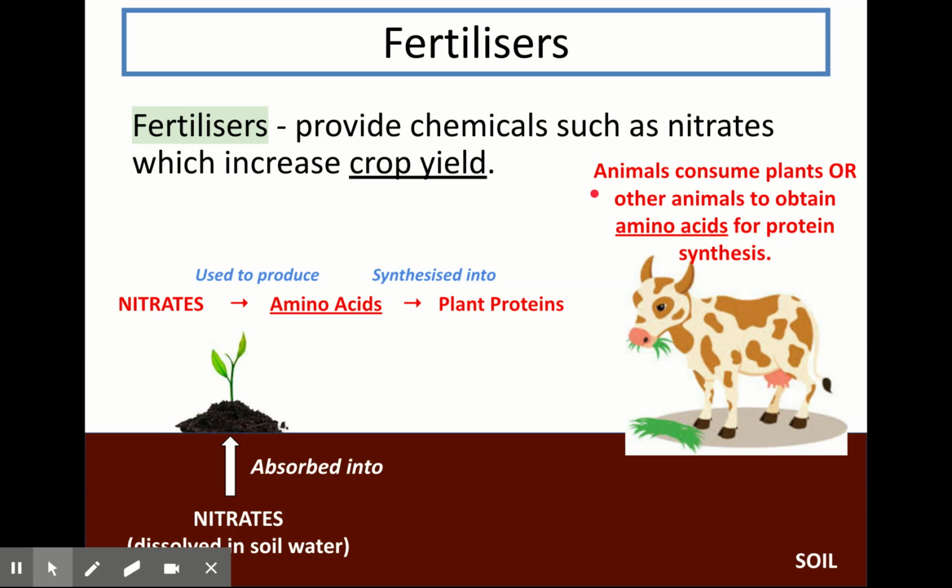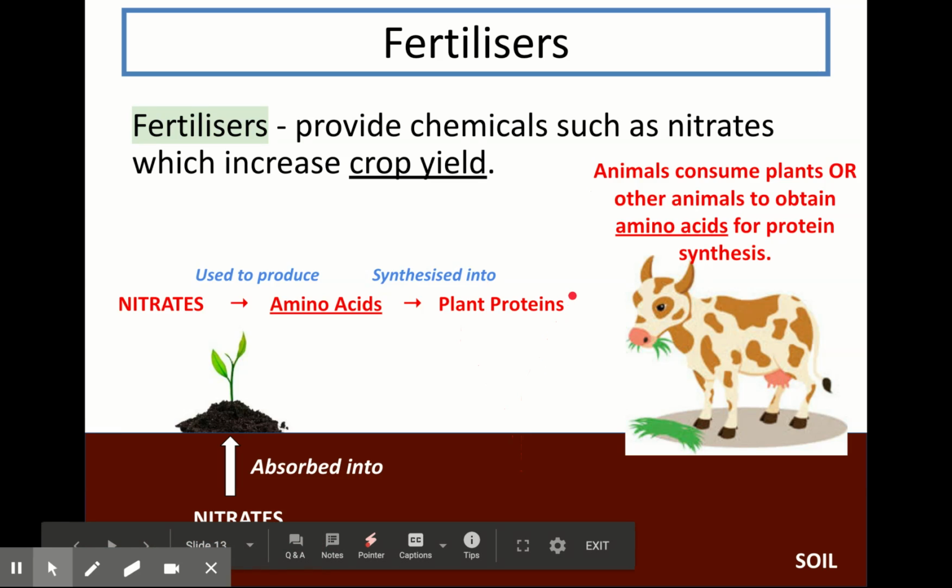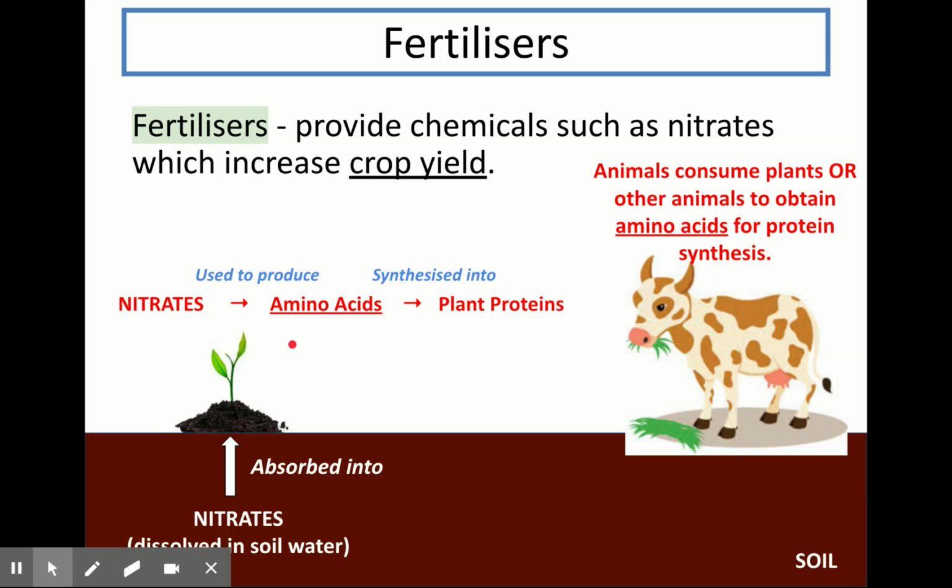So nitrates are commonly found in the soil, and these nitrates dissolved in the soil water can be absorbed from the soil into the plant. Inside the plant, the nitrates that are absorbed from the soil can be used to produce amino acids. Now a reminder that we spoke about amino acids in Area 3 of Unit 1, so DNA and the production of proteins, when we spoke about how amino acids are the building blocks of proteins. So here plants can use the nitrates that they absorb from the soil to produce amino acids, and then they can synthesize those amino acids into plant proteins. So to produce amino acids, plants require nitrates from the soil.